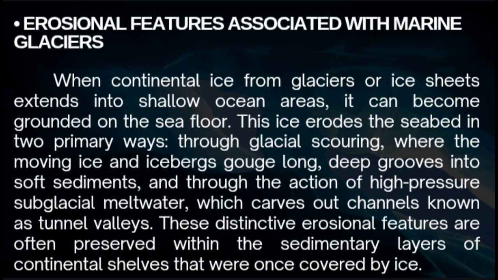In simple terms, when a massive glacier on land flows into a shallow sea, its bottom can hit the seafloor. As it keeps moving, it acts like a giant plow, scraping and carving the ground beneath it in two main ways. The first one is glacial scouring. The ice and trapped rocks scrape long, deep grooves in the seabed. Second one is tunnel valleys. Meltwater flowing under tremendous pressure at the base of the ice carves out large channels.